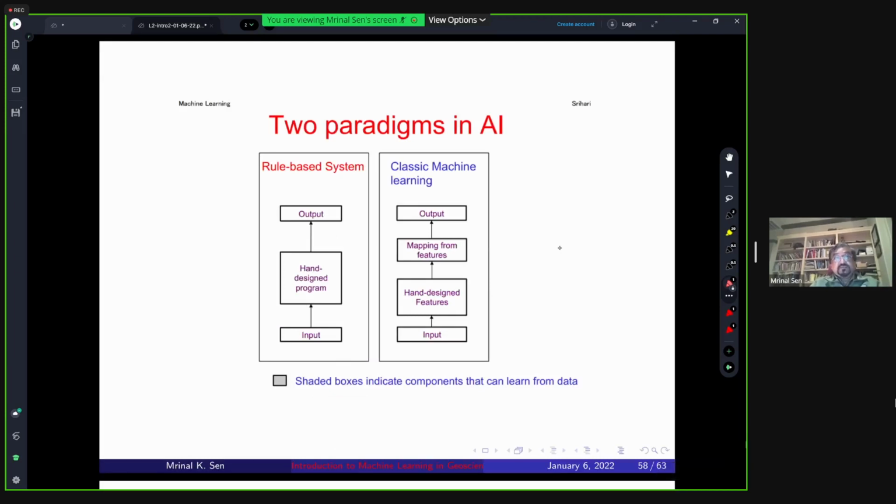Okay, so to summarize, you have two paradigms. We have rule-based systems, where you have an input, you have a hand-designed program, which is essentially your inverse problem, and you get an output. In classic machine learning, you have input, you have some hand-designed features, and from those features it will come up with an output.